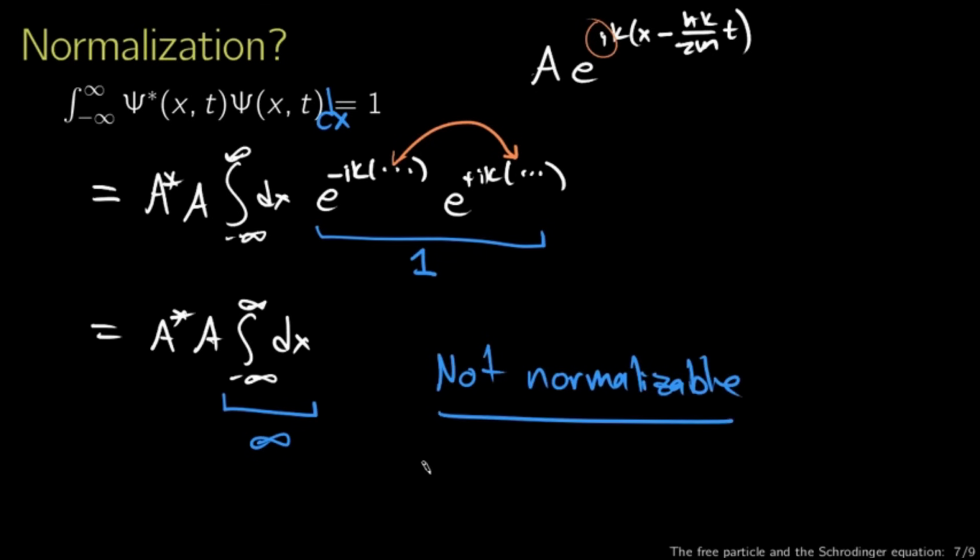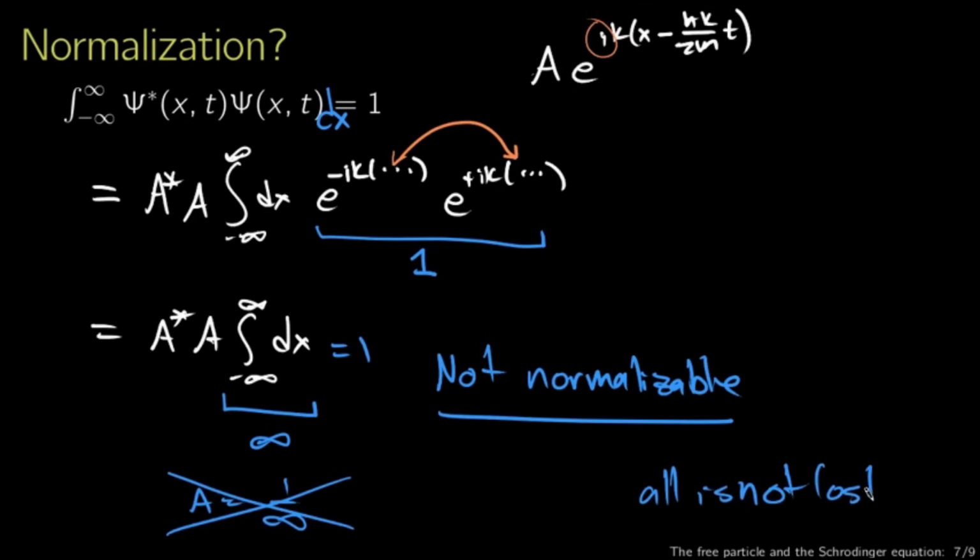Anything I might do to try to normalize these by, say, setting this equal to 1 and solving for a, I would get a equals 1 over infinity, for instance. This is not useful. We cannot effectively normalize these states. This sounds like it has shot all of our framework in the foot, but it actually hasn't, because we can still use the framework of superposition.